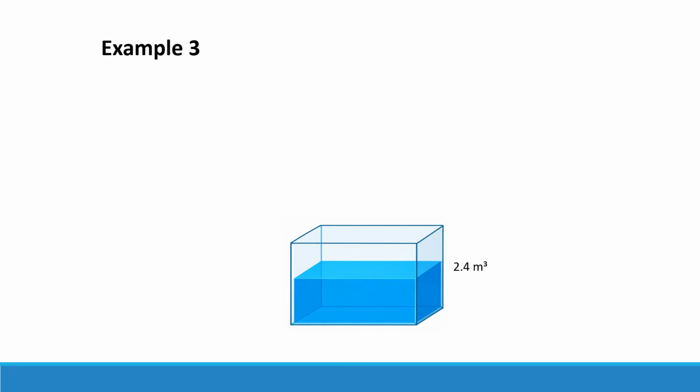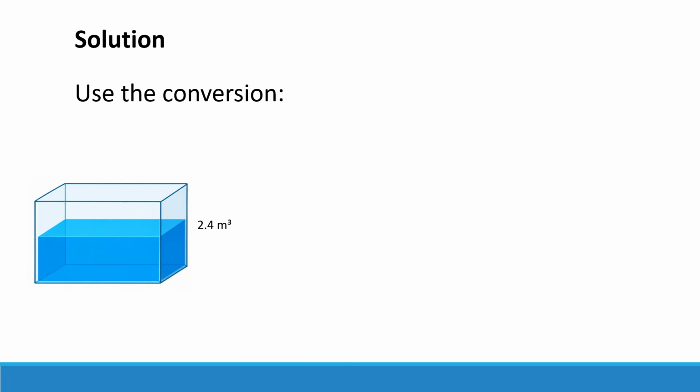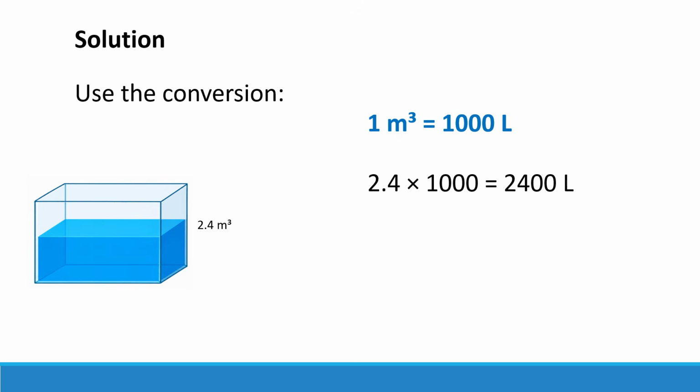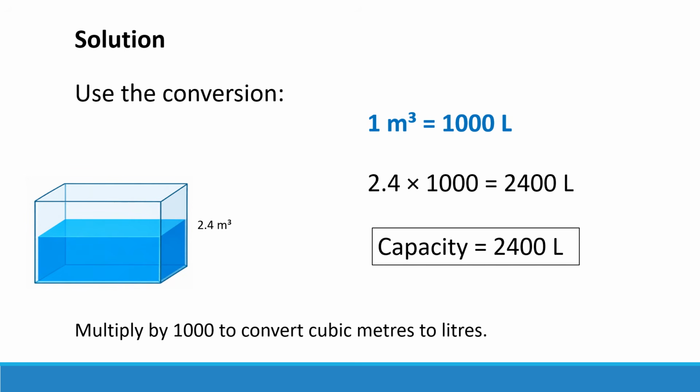Finally, let's look at example 3. A water tank has a volume of 2.4 cubic meters. Find its capacity in liters. Use the conversion, 1 cubic meter equals 1,000 liters. To convert 2.4 cubic meters to liters, multiply 2.4 by 1,000. This gives 2,400 liters. Therefore, the capacity of the water tank is 2,400 liters. Remember, multiply by 1,000 to convert cubic meters to liters.